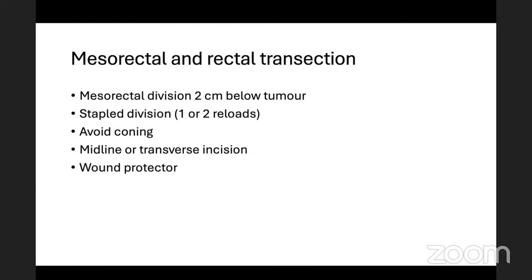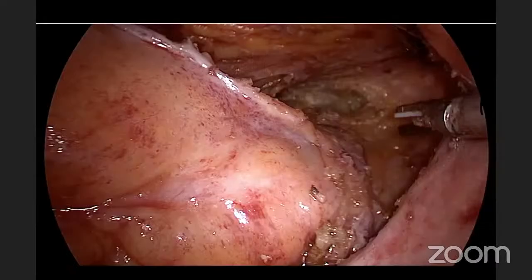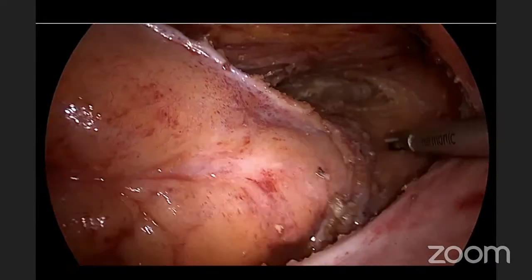We should try and avoid coning when we do the mesorectal transection. And then finally, you can do a midline or a transverse incision and take the specimen out. It's good to use a wound protector because it prevents wound infection. So we'll just have a look at this mesorectal transection now.